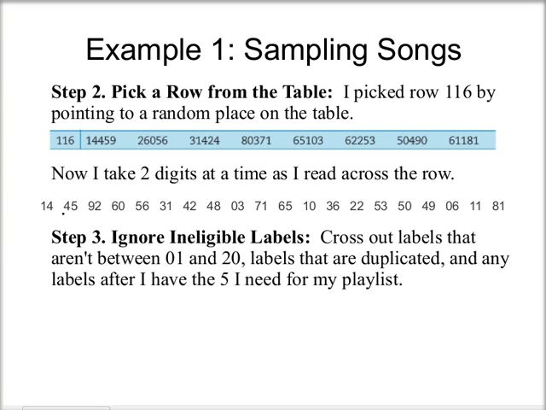First I'm going to cross out labels that aren't between 01 and 20. So 14 is a good label, 45 is not, 92 is not, 60 is not, 56 is too big, 31 is too big, 42 is too big, 48 doesn't work either, 03 is a good label because that's between 01 and 20. 71 doesn't work, 65 doesn't work, but 10 does because it's between 01 and 20. 36 is too big, 22 is too big, 53 doesn't work, 50 doesn't work, 49 is too big, 06 works, that is between 01 and 20. 11 works, it's also in my good range there, and 81 is too big.